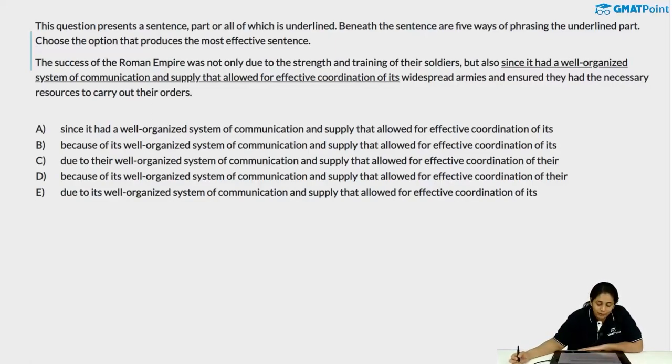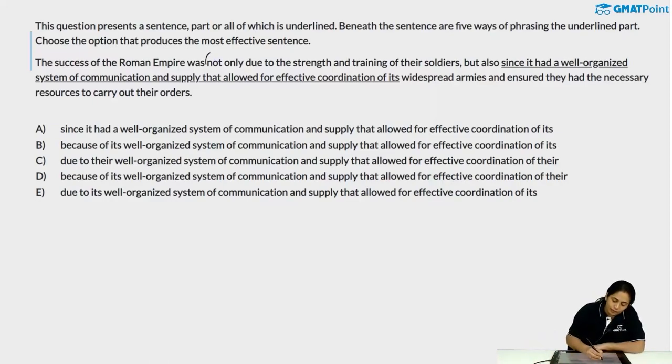The success of the Roman Empire was not only due to the strength and training of their soldiers, but also since it had a well-organized system of communication and supply that allowed for effective coordination of its widespread armies and ensured they had the necessary resources to carry out their orders.